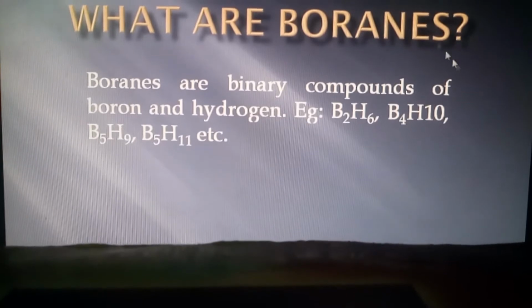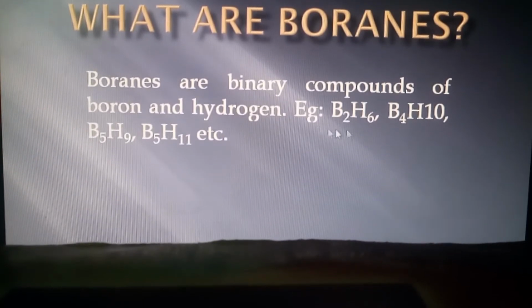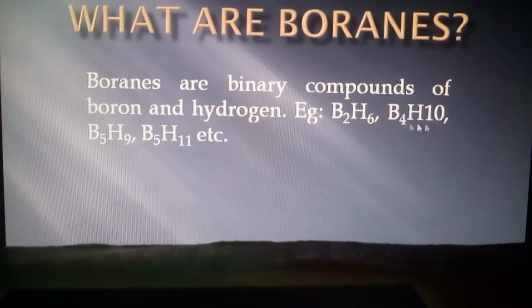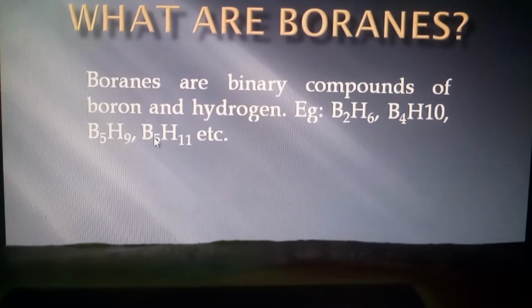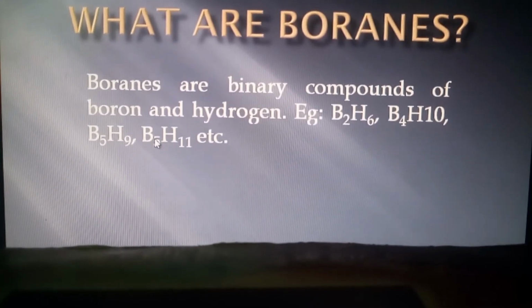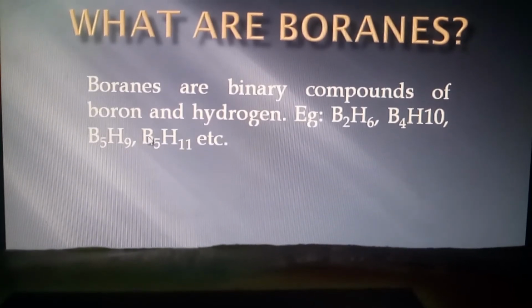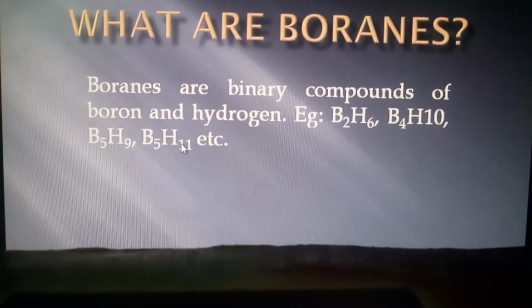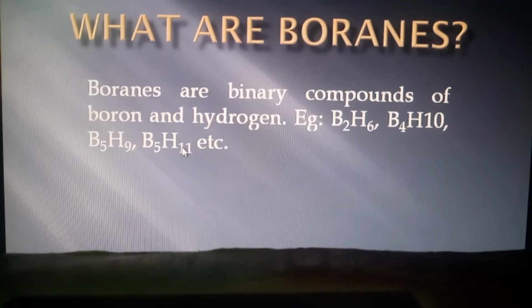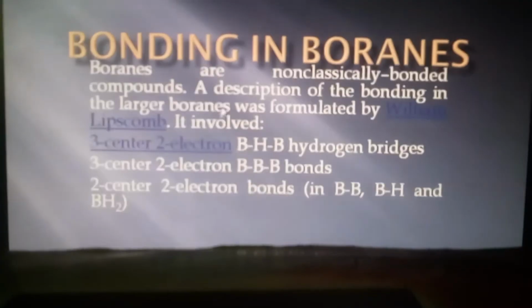For example, B2H6, we call it diborane. B4H10, we call it tetraborane. B5H9, we call it pentaborane 9. The 9 means the number of hydrogen atoms. Similarly, another one is B5H11. We call it pentaborane 11. This 11 means the number of hydrogen atoms.